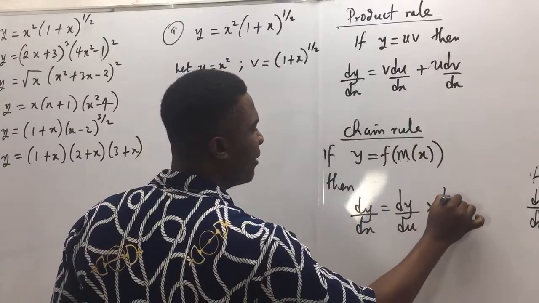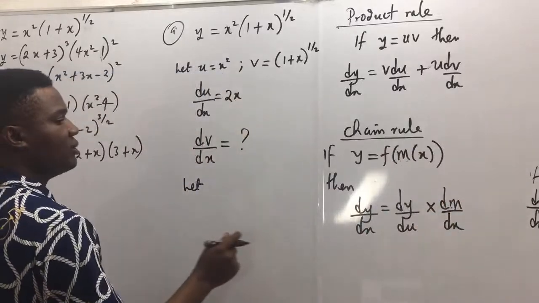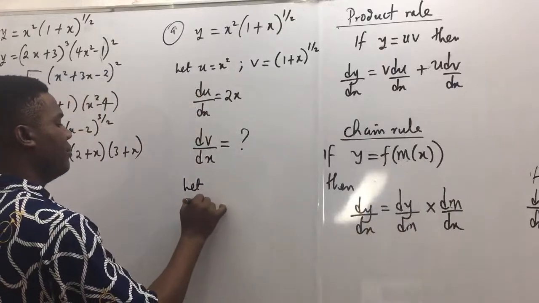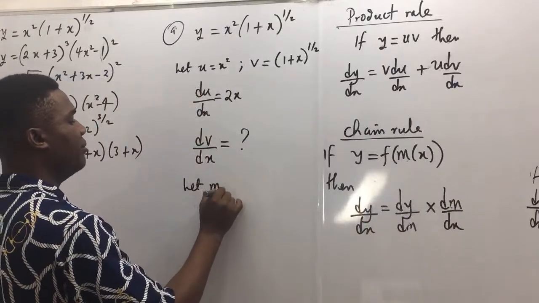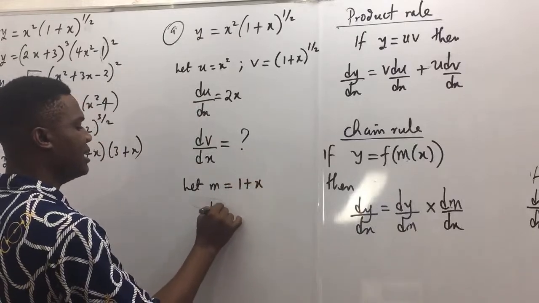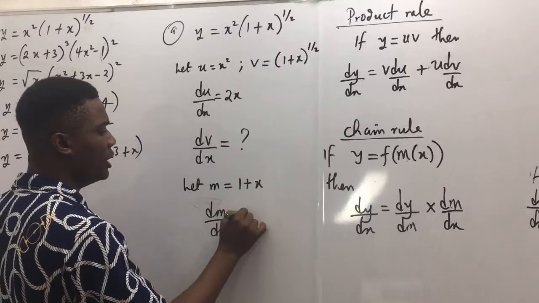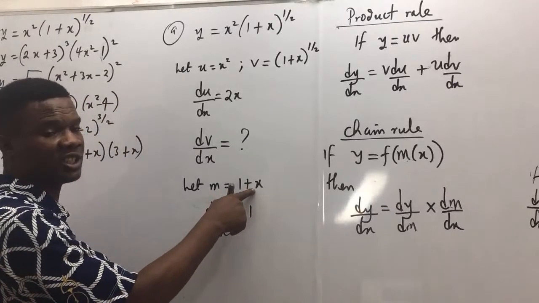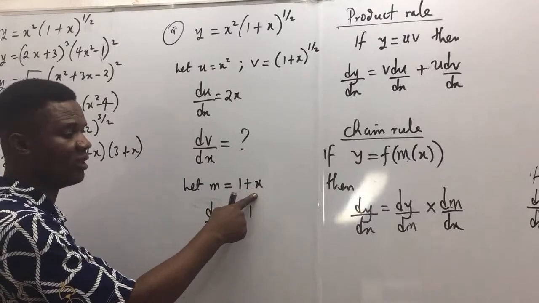So let's change this to m. Now, I'm going to say let m be equal to 1 plus x. That implies that dm/dx will be equal to 1. Remember, differentiating a constant gives you 0. Differentiating a linear variable gives you the coefficient of the linear variable.